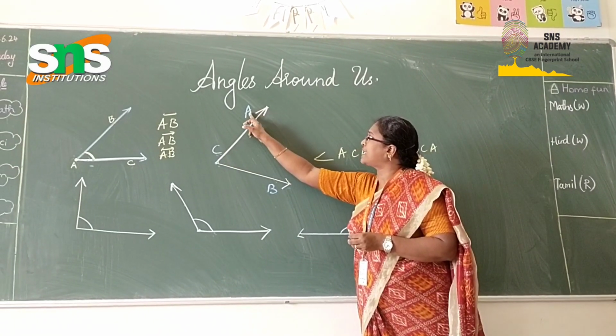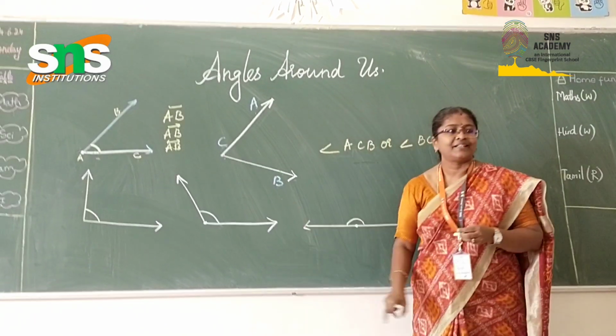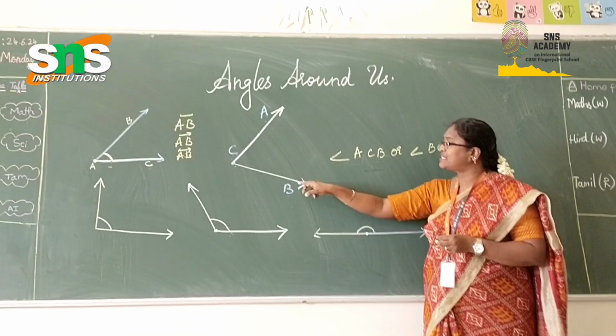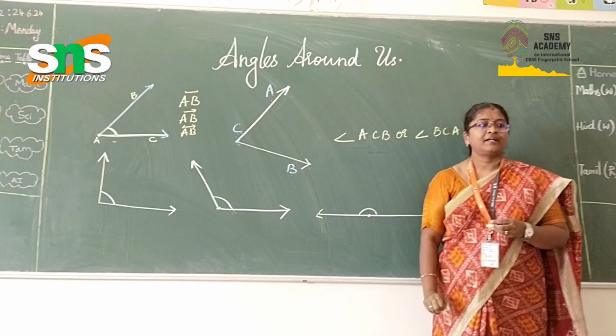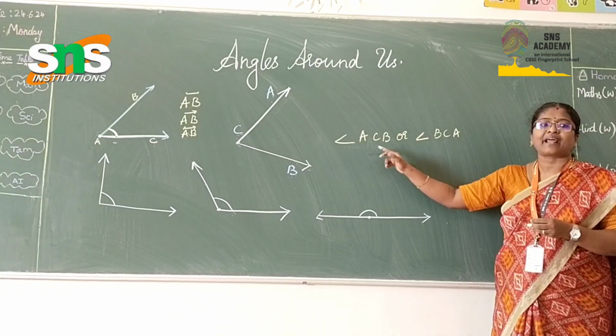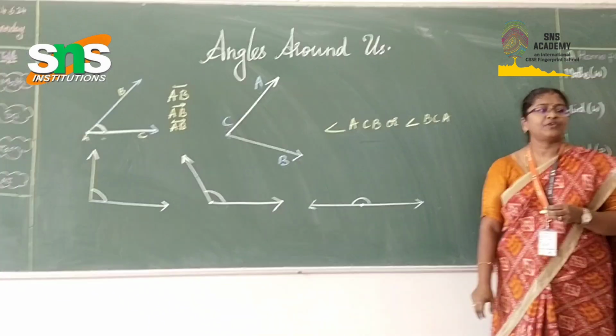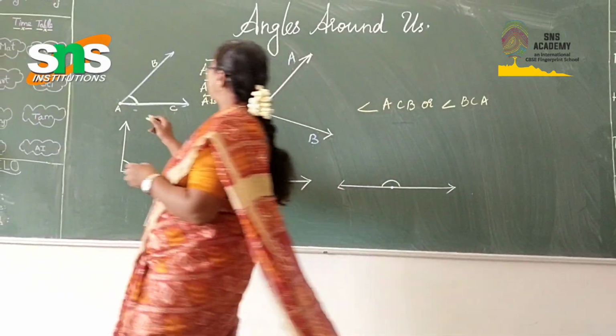Look at my hand. When I take it as ACB, I form an angle. When I take it as BCA, I am forming an angle. And look at my symbol. When I form an angle, I make the picture and I write the symbol like this. You got it? Yes or no, children? Yes, ma'am. So, how can you name this angle?